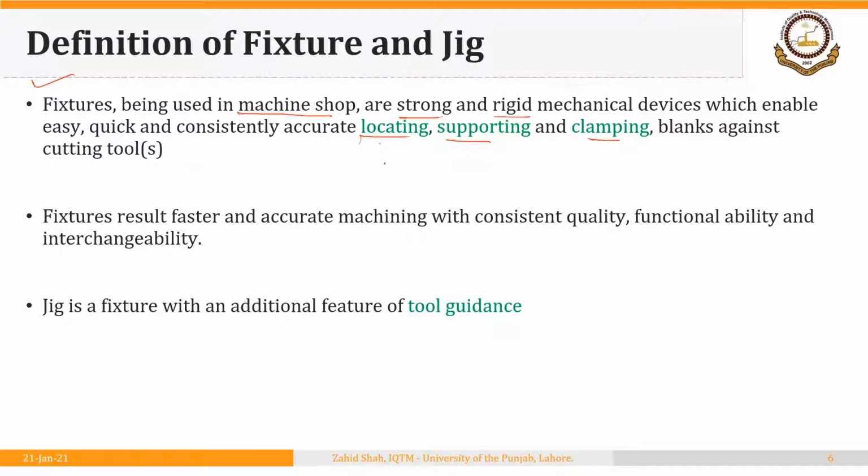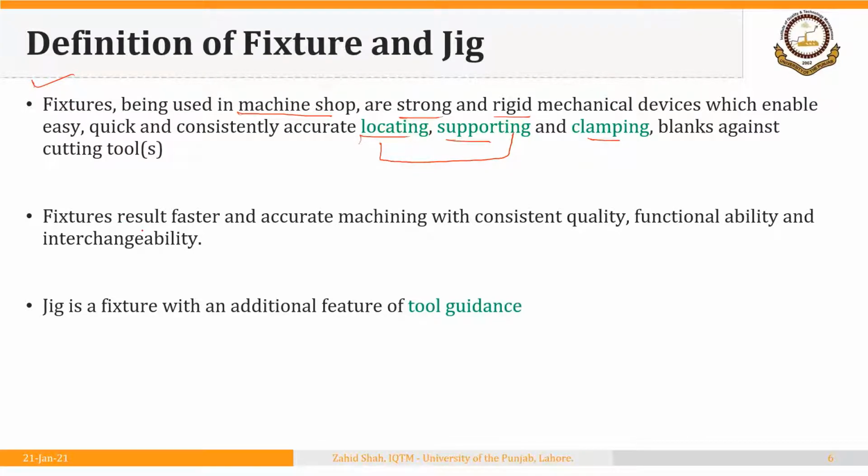Sometimes in some fixtures and jigs, locating the workpiece and supporting the workpiece, both objectives are achieved through the same component, and sometimes we need two separate parts of a fixture, one to locate the workpiece and other to support the workpiece. And then we need some mechanism or device to clamp the workpiece.